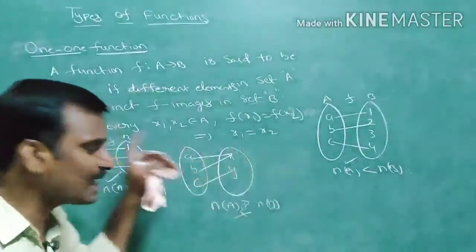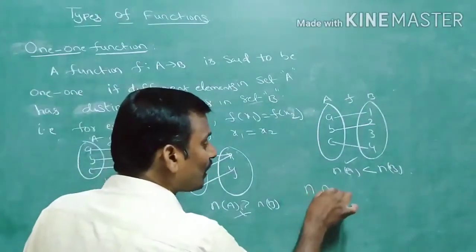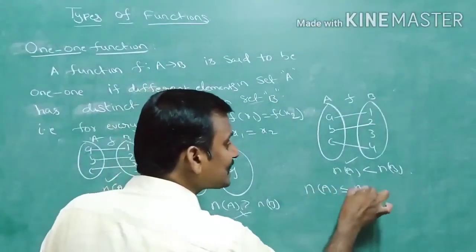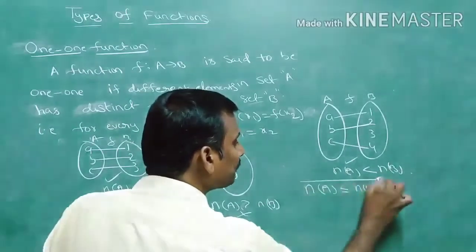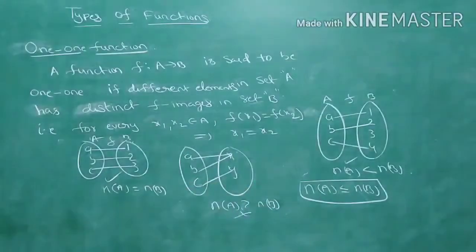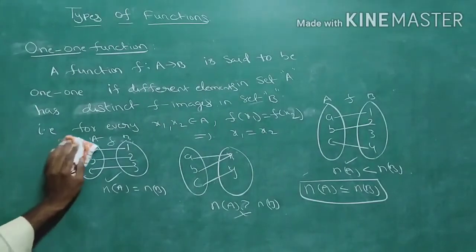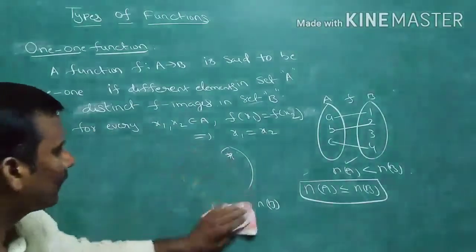From these three examples, we can conclude one result. If f is one-one, then n of A is less than or equal to n of B. That's the condition: n of A is less than or equal to n of B. This is the one-one definition.